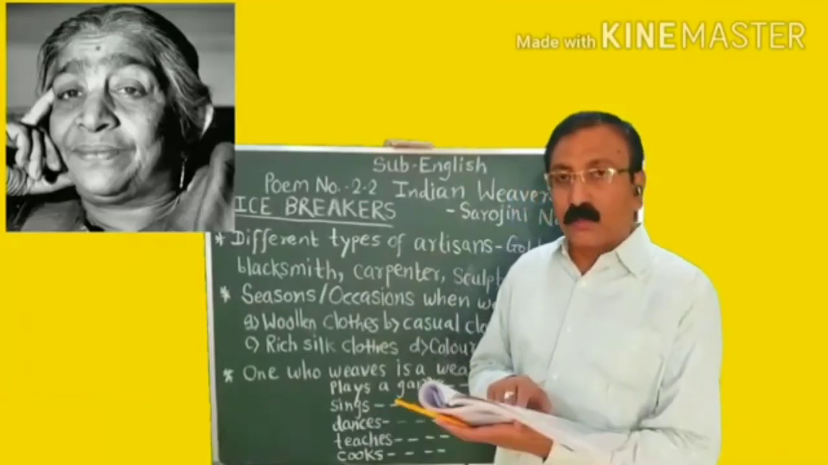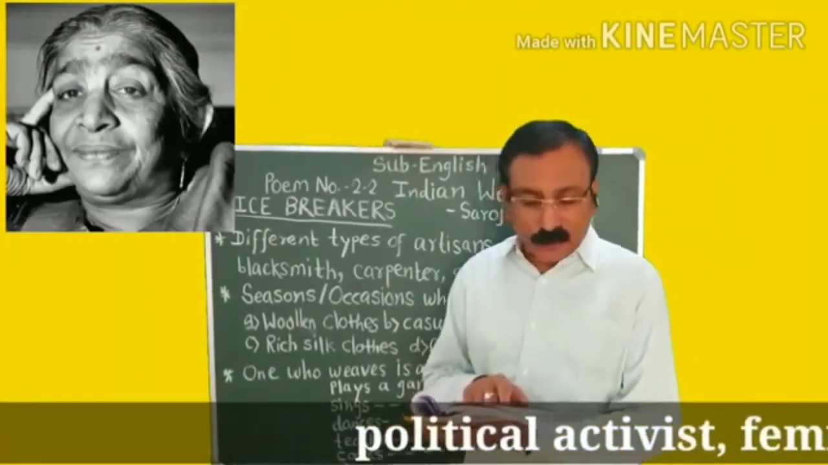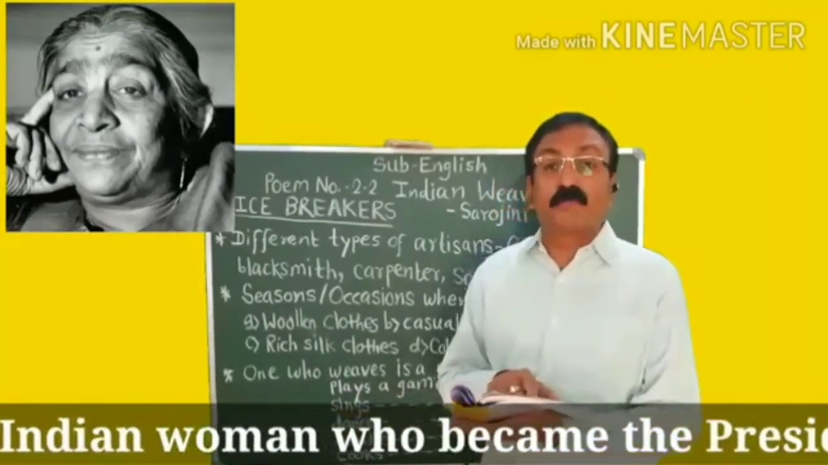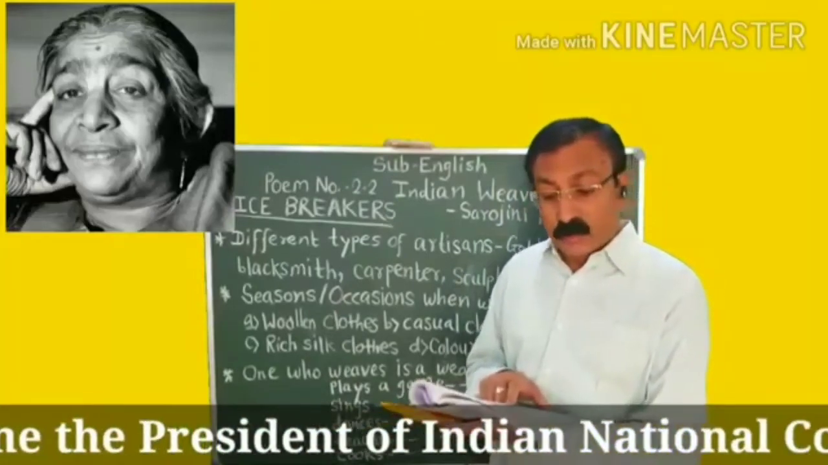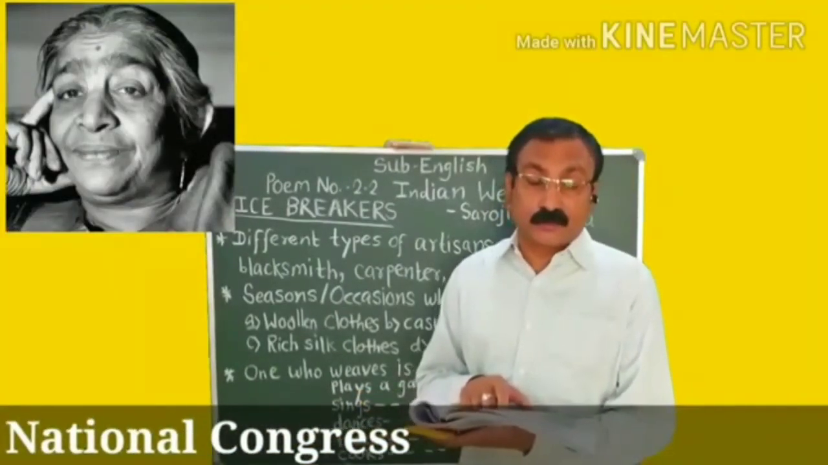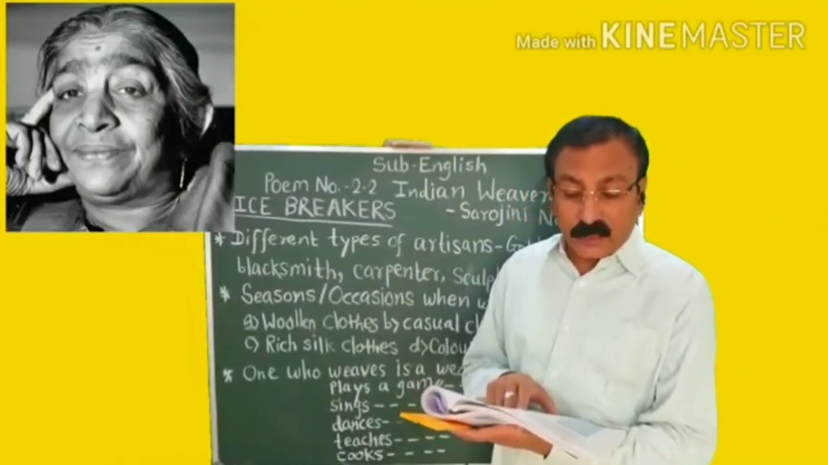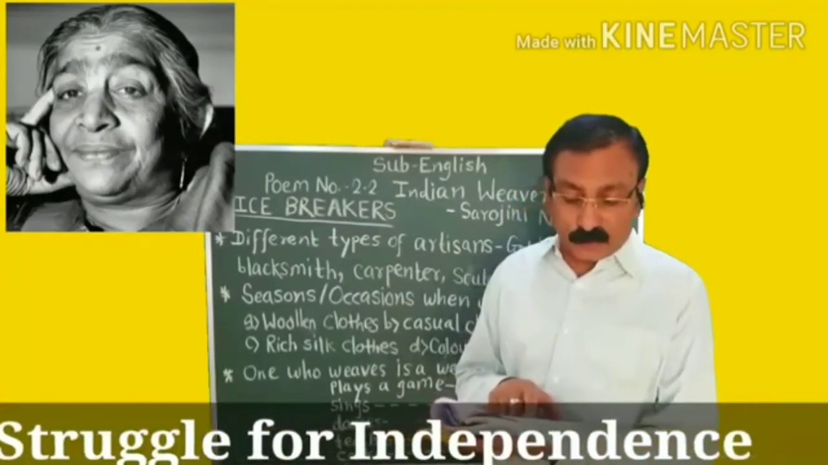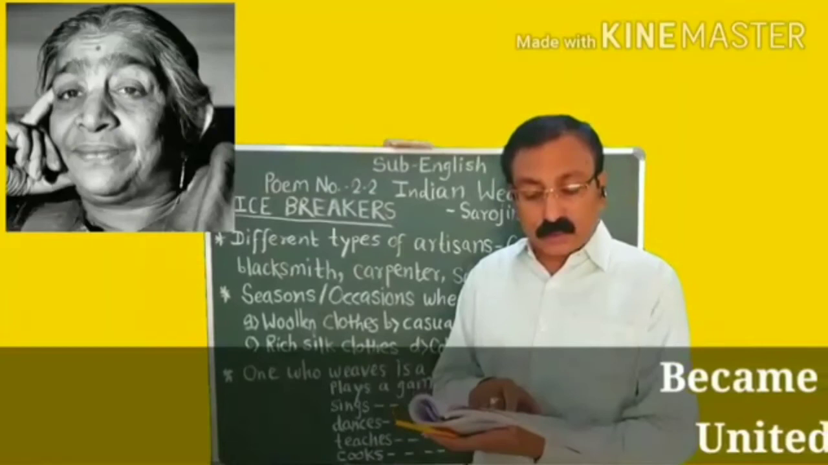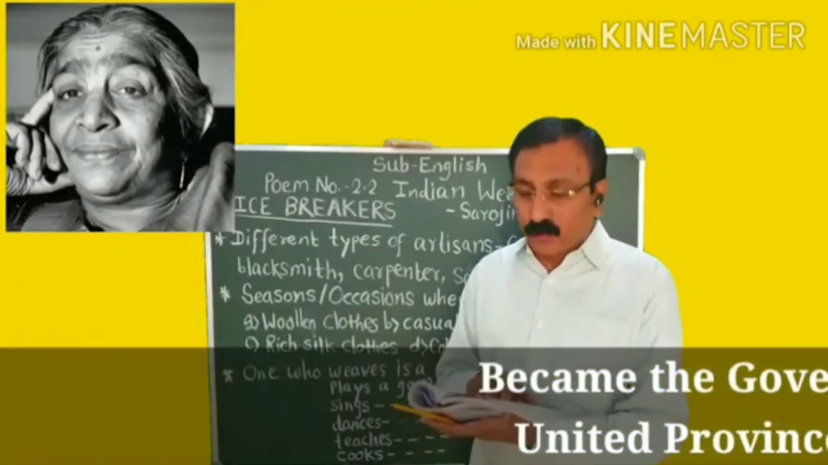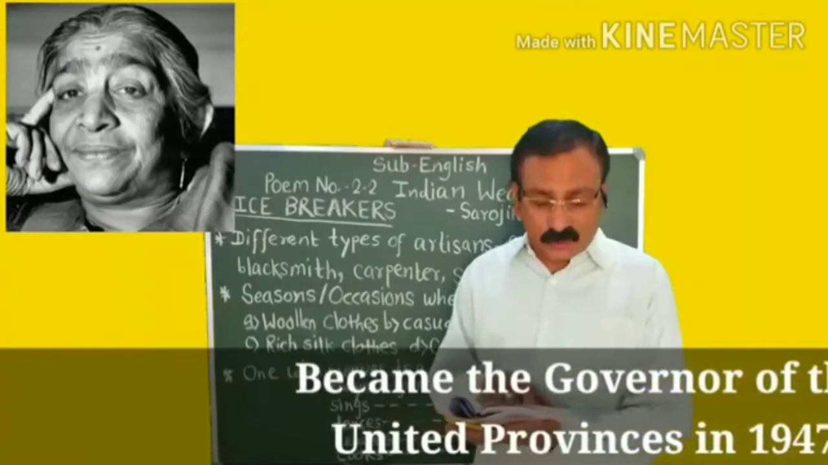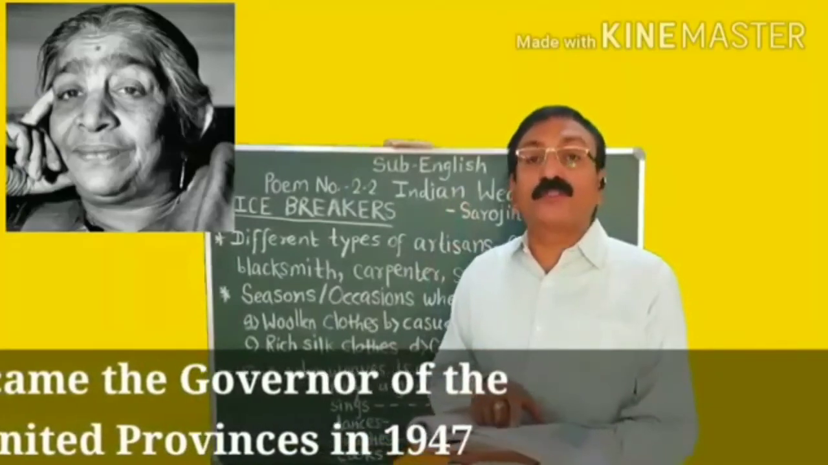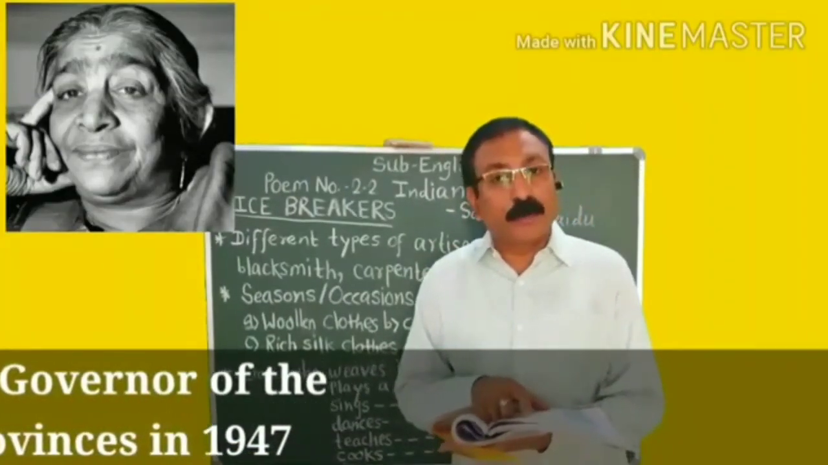Sarojini Naidu was a political activist, feminist, and the first Indian woman who became the president of the Indian National Congress. She was an important figure in India's struggle for independence. Later, she became the governor of the United Provinces in 1947, becoming the first woman to hold the office of governor in independent India.